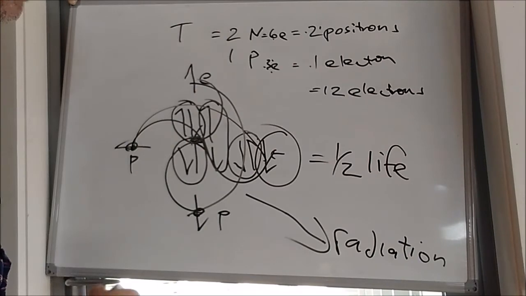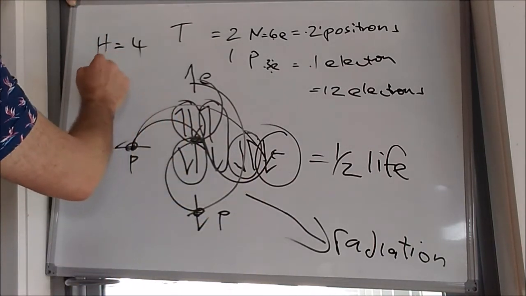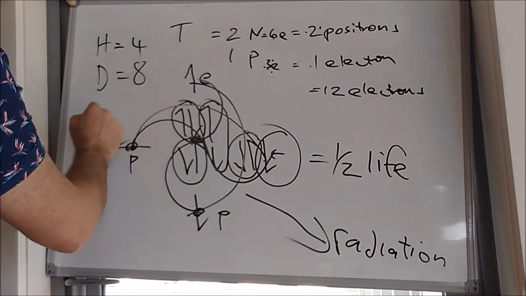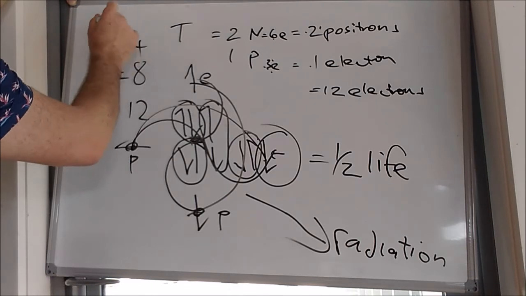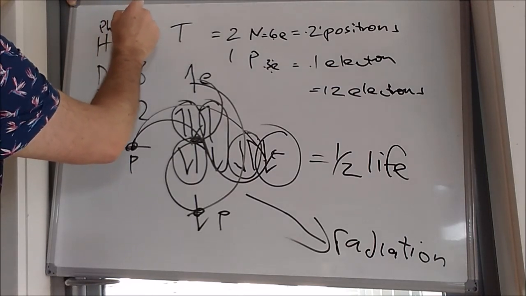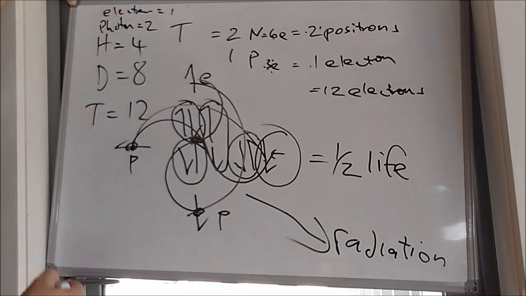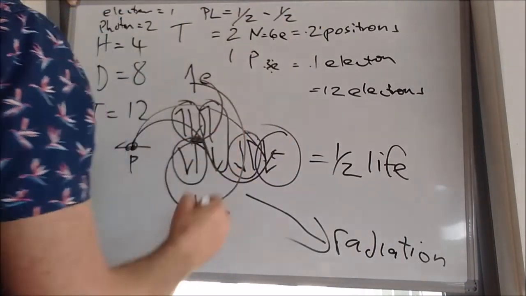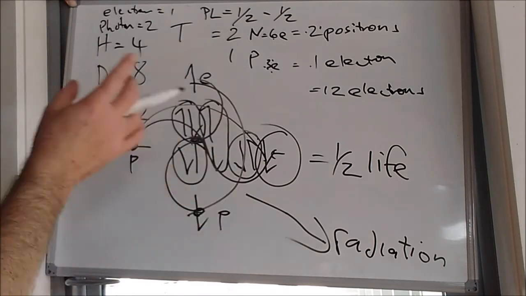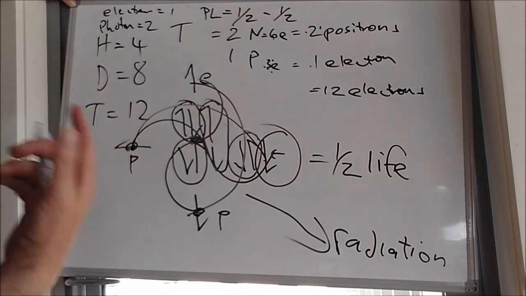So we have the idea of hydrogen equaling 4, deuterium equaling 8, tritium equaling 12. Photon equaling 2, an electron equaling 1, Planck length equaling half, negative half. So we can start to play around with the numbers and look at how things are put together.